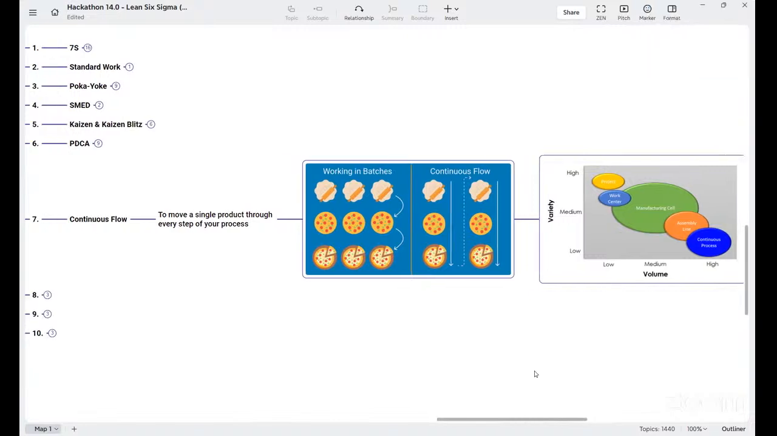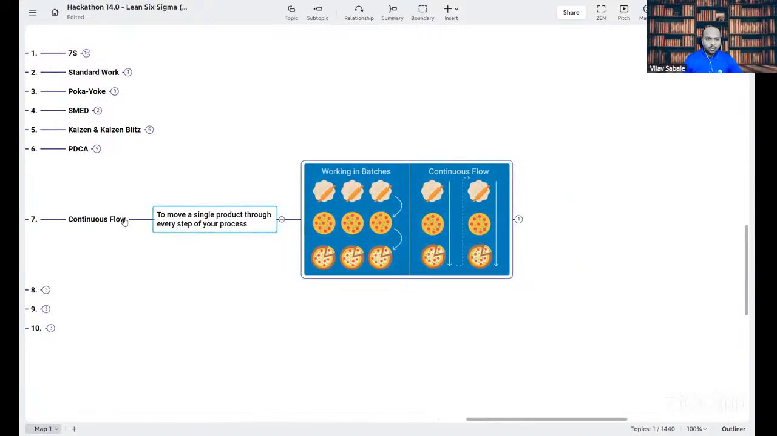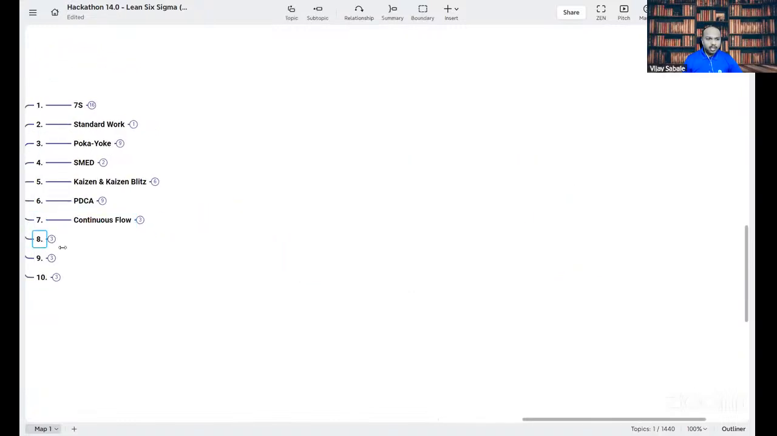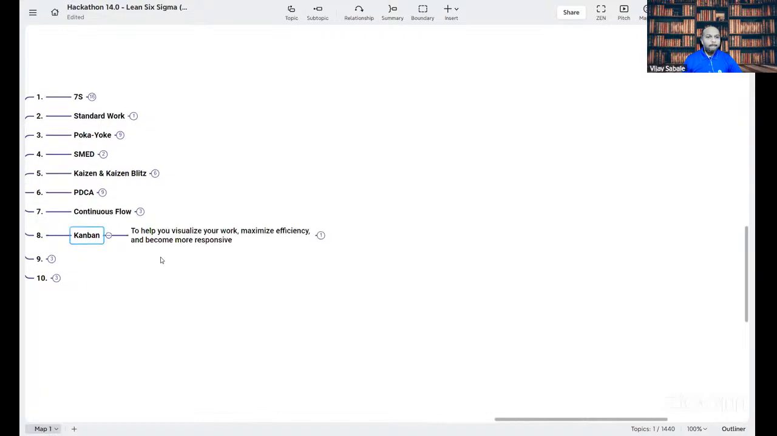Yes. Great. Now with this continuous flow, let's go to the next tool in Lean, which is Kanban. Kanban is a very simple tool, I can say a visualization tool, that is going to help us understand how our processes work. It helps you visualize your work, maximize efficiency, give you clarity, and also become more responsive, right?